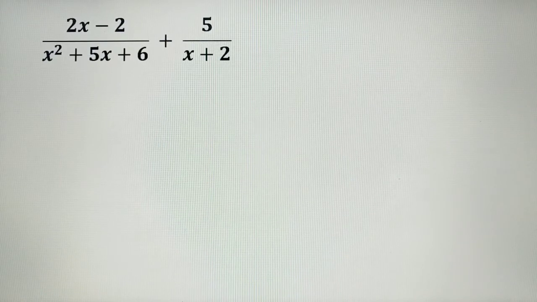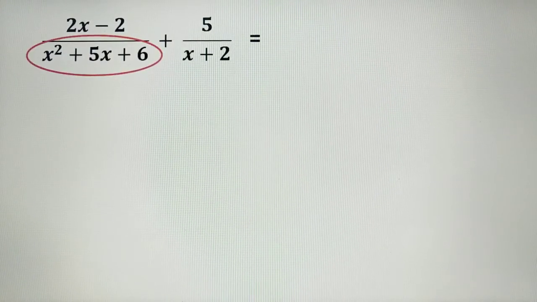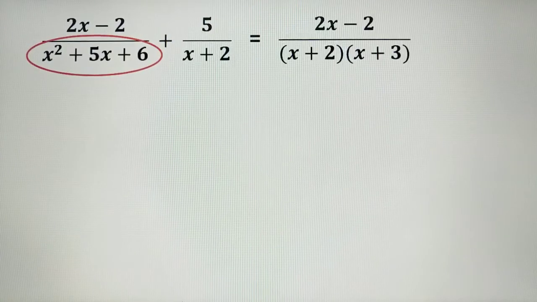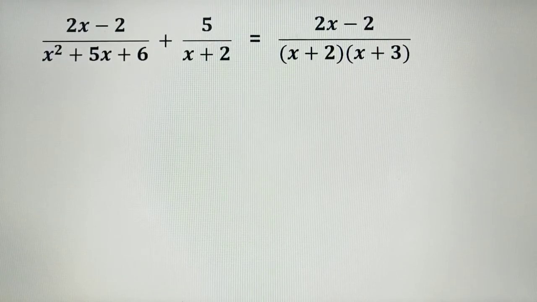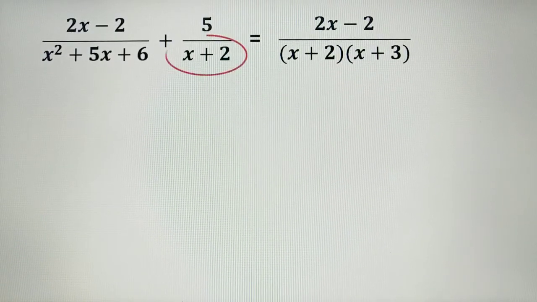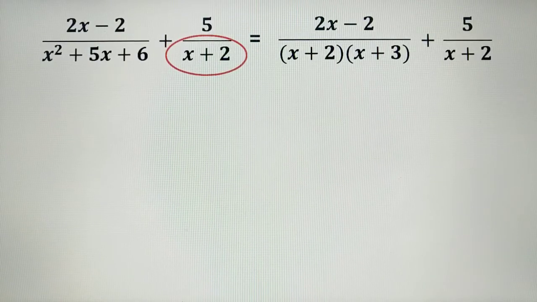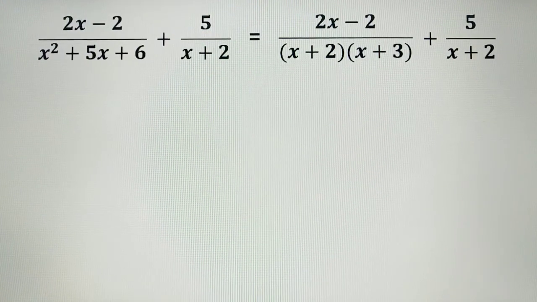Let's try this example. (2x minus 2) all over (x squared plus 5x plus 6) plus 5 over (x plus 2). First, we have to factor x squared plus 5x plus 6. So the factors are x plus 2 times x plus 3. Then, as you can see, the denominator in the second expression can't be factored. So we will just copy 5 over x plus 2.